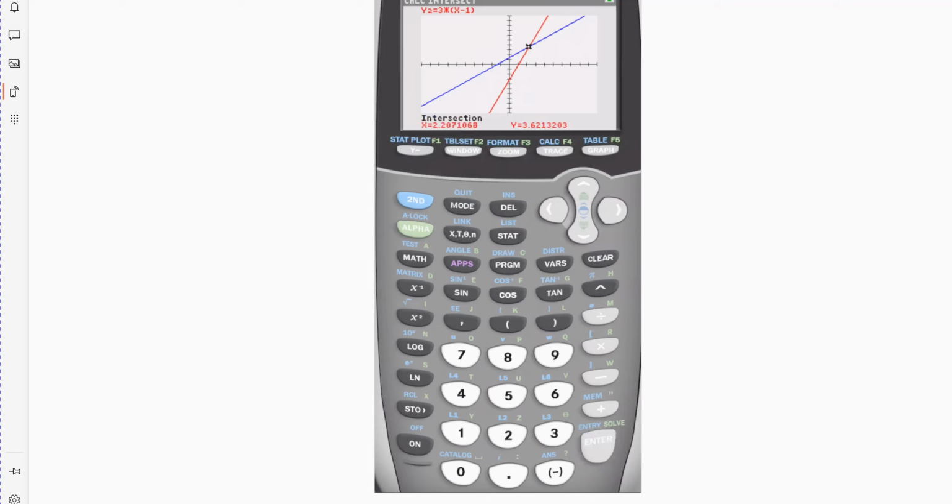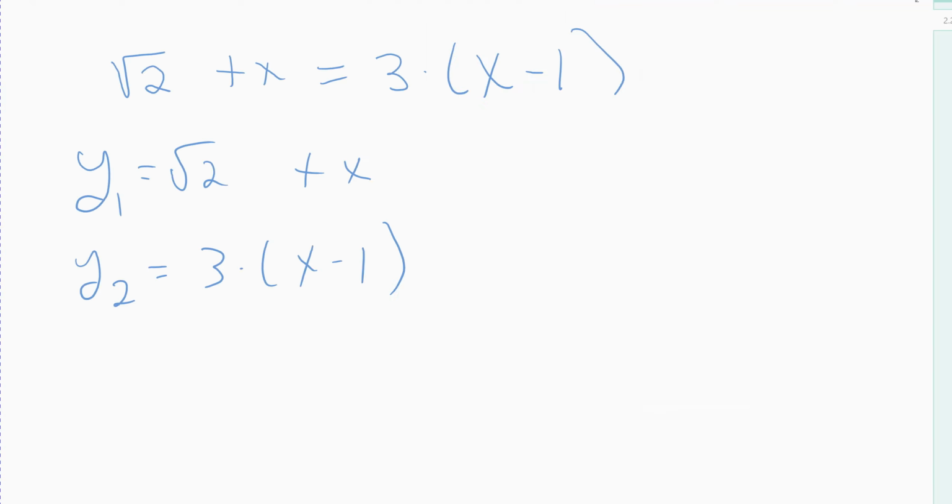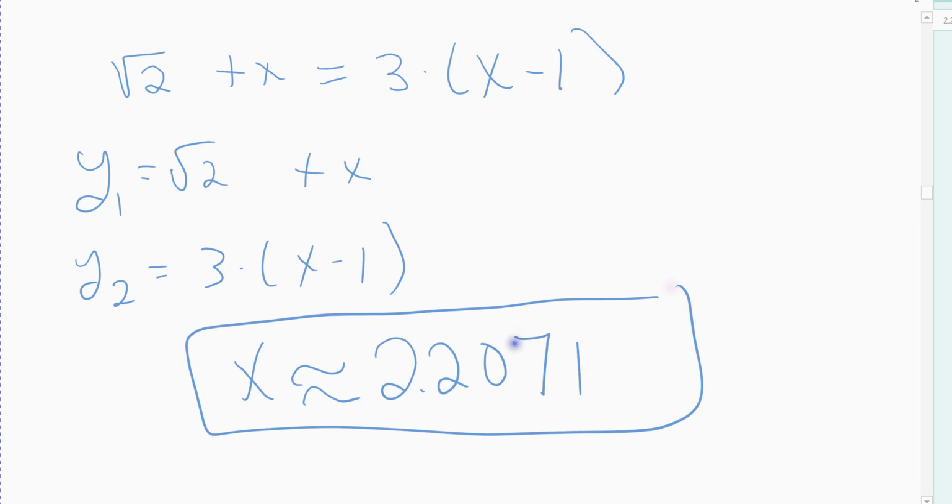So the x value is 2.207. The y value, again, I don't need, but that is what would come out if I plug that number in. So the x value, the answer, is approximately, since I'm going to have to round, 2.2071. And there's the answer to that equation.